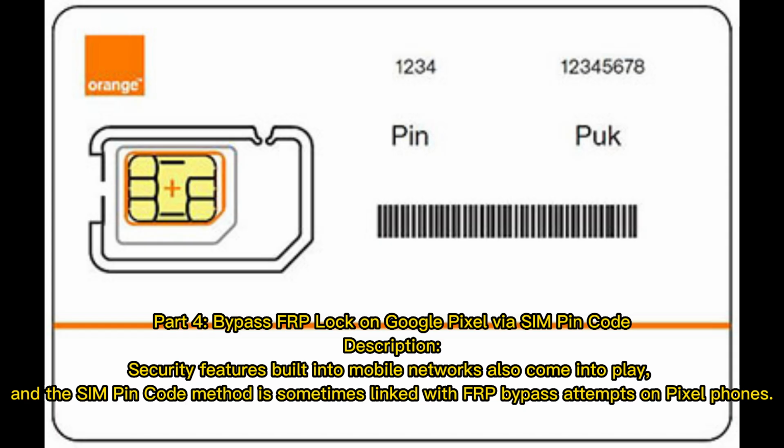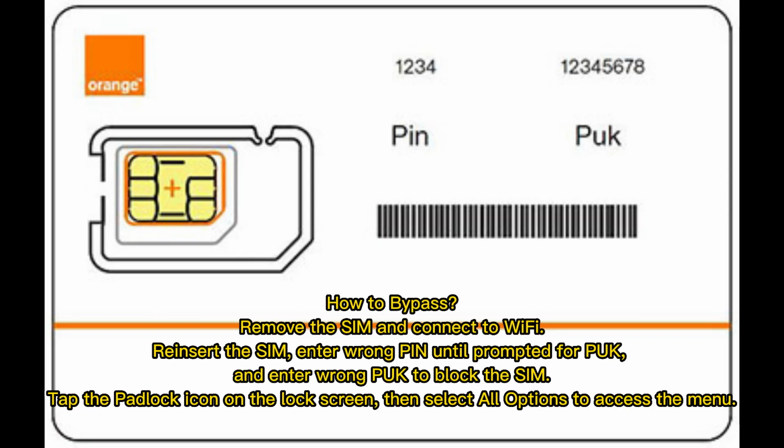Part 4. Bypass FRP lock on Google Pixel by a SIM PIN code. Description: security features built into mobile networks also come into play, and the SIM PIN code method is sometimes linked with FRP bypass attempts on Pixel phones. How to bypass: remove the SIM and connect to Wi-Fi.